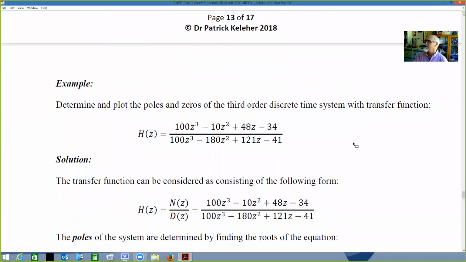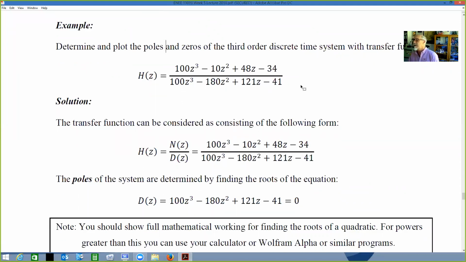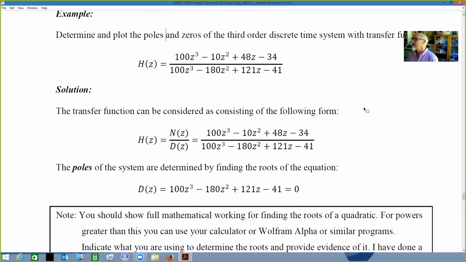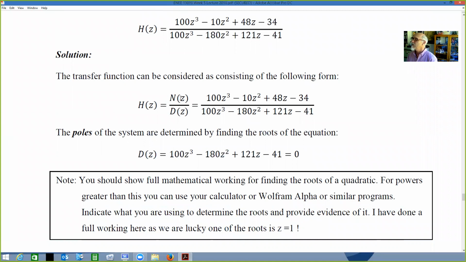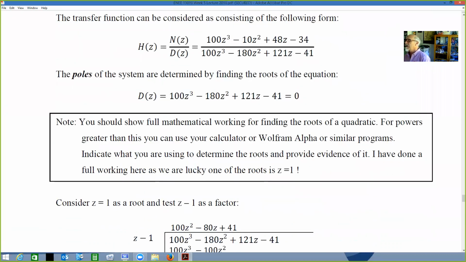Okay, let's look at an example. Determine and plot the poles and zeros of the third order discrete time system with this particular transfer function. So straight away we look at the numerator and denominator, and that will help us find our poles and zeros. So the transfer function can be considered as the following form. Again, this is our numerator in z, and our denominator in z. So the poles of the system are determined by finding the roots of this particular equation.